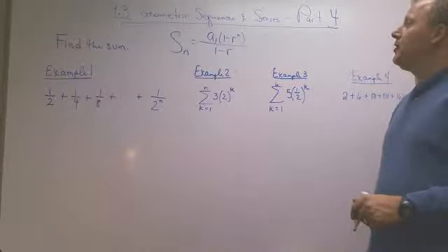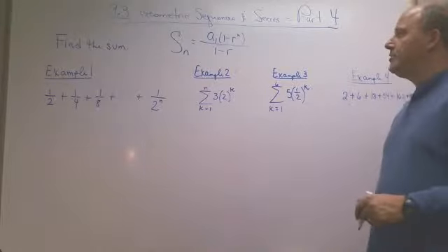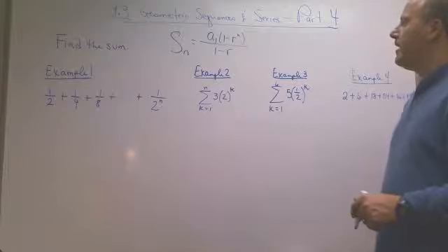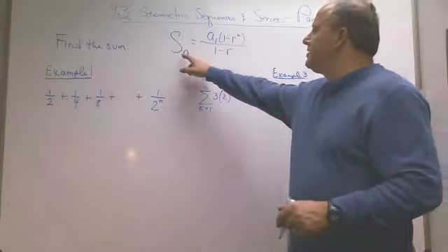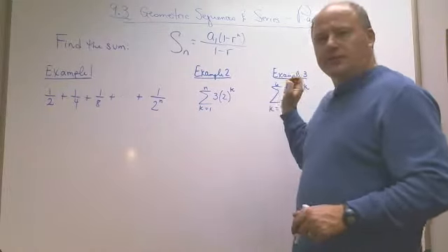Hi, we're on 9.3, geometric sequences and series, part 4. On these, we're finding the partial sums, the S of n's. The formula we'll be using for this section is S of n equals a sub 1 times 1 minus r to the n over 1 minus r.